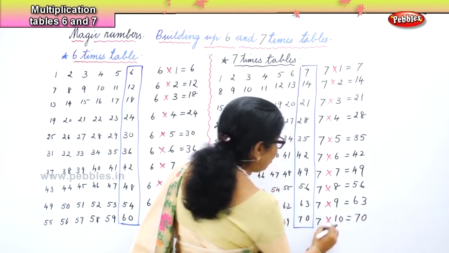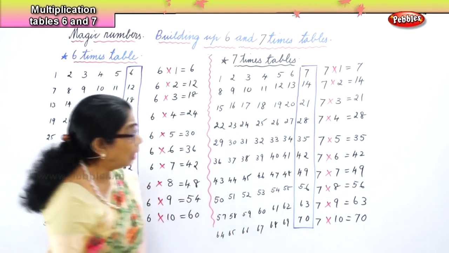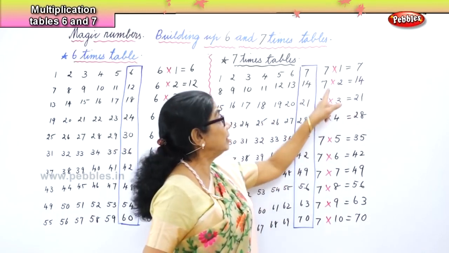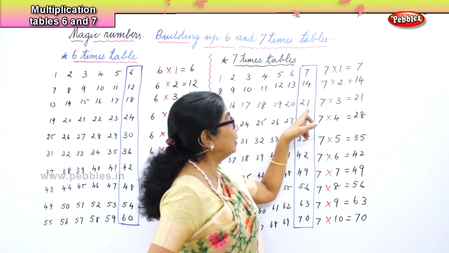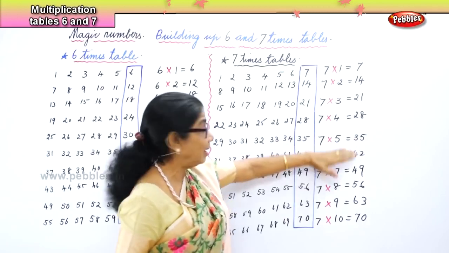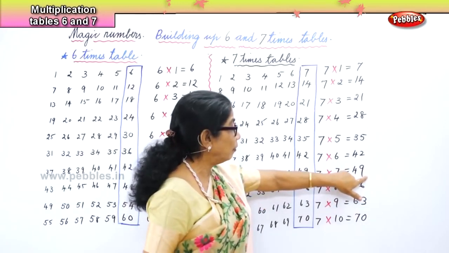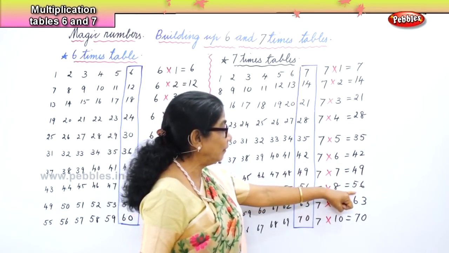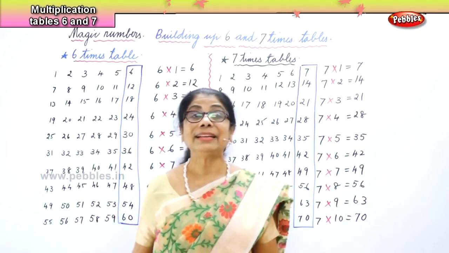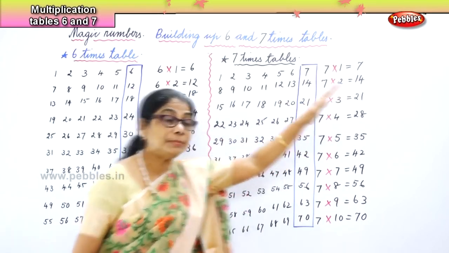So you see how easily, using the magic numbers, we build our 7 times table. Let's look at it. 7 ones are 7. 7 twos are 14. 7 threes are 21. 7 fours are 28. 7 fives are 35. 7 sixes are 42. 7 sevens are 49. 7 eights are 56. 7 nines are 63. 7 tens are 70.